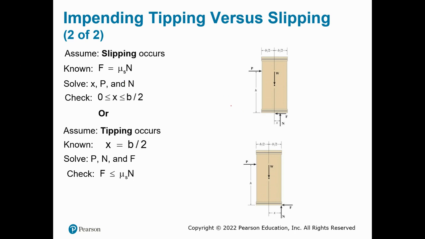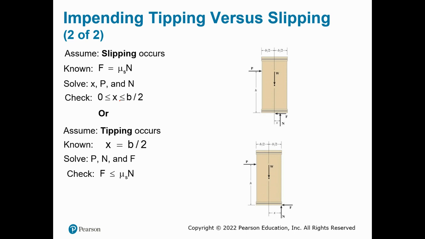So over here, you're going to make your assumptions. First, if slipping occurs, we know that F equals mu s N, and we solve for x, P, and N. Then we check: does the value of x that we get lie between 0 and b over 2? Is it really within the right half length of the cabinet?